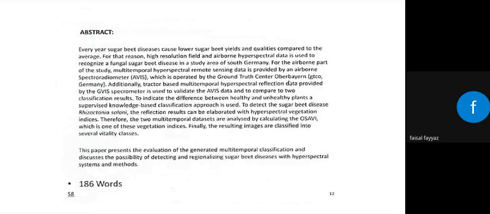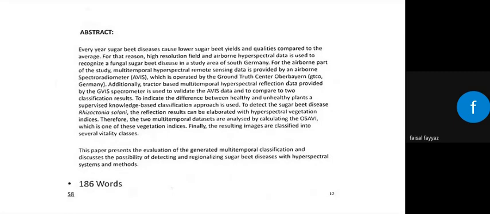Abstract, you are looking here, it's a small precise 186 words. It should not be more than 200 words. It is 200 to 250 or 150 to 250. These are basically standard-wise. That abstract will be good. So this is a standard format.